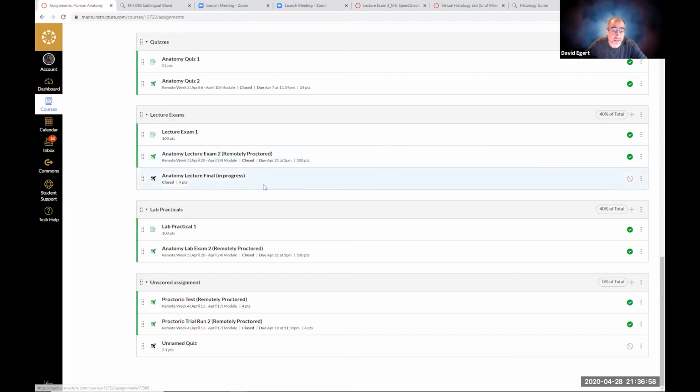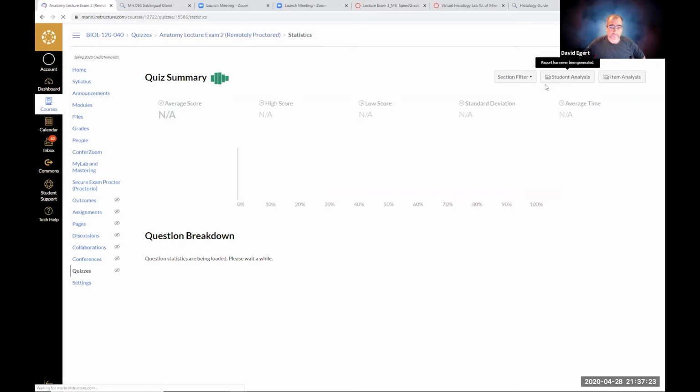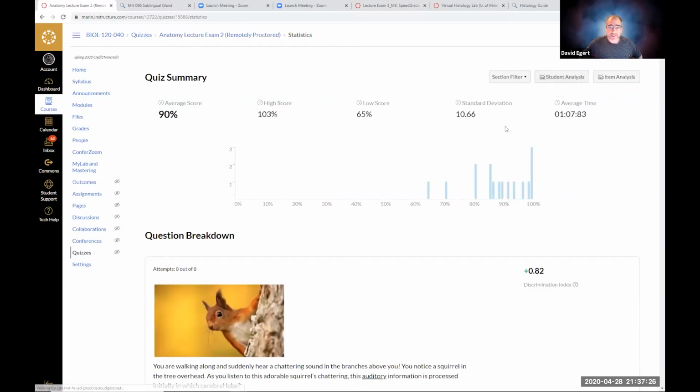So let's take a look at Anatomy Lecture Exam 2. This is the one you just took. And we've got the cool cat taking an exam on the computer. It's like your life these days, everything, you're just sitting in front of a screen. And we can look at quiz statistics. What we see is a high score of 103%. We actually had a few people getting over 100%. The low score though was down at 65. That's not good.